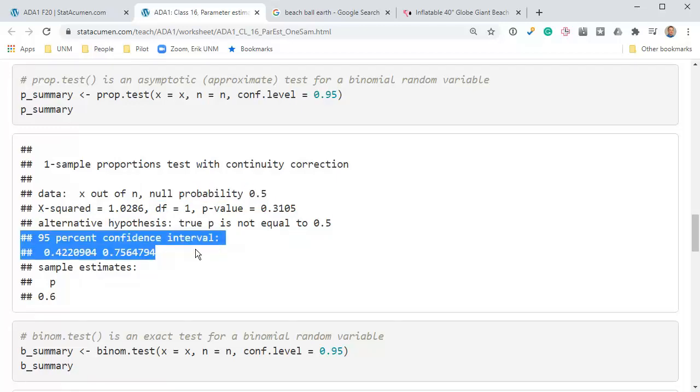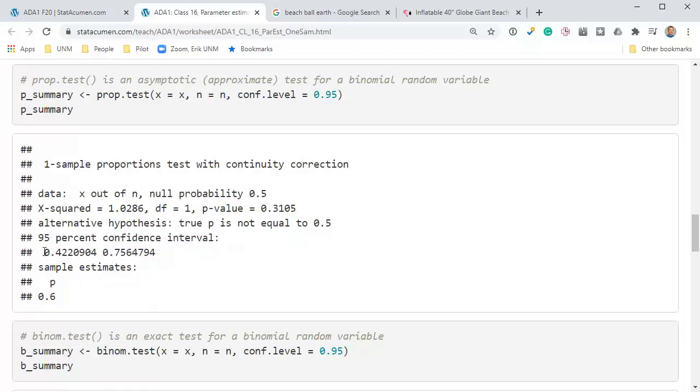95% confidence interval, this is what we care about. Here's a lower bound, 0.42, and here's an upper bound, 0.76. That's the confidence interval for the true population proportion of water on a beach ball. And then the sample estimate, that's what we observed, 0.6. That's the same thing we calculated.